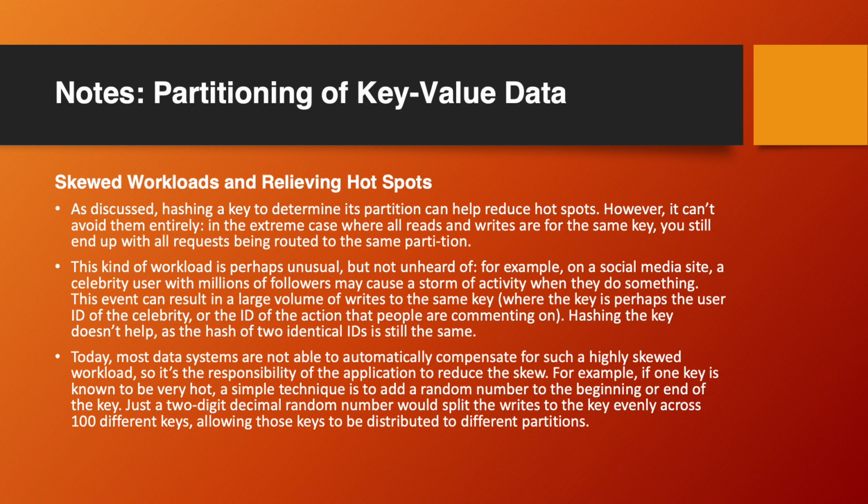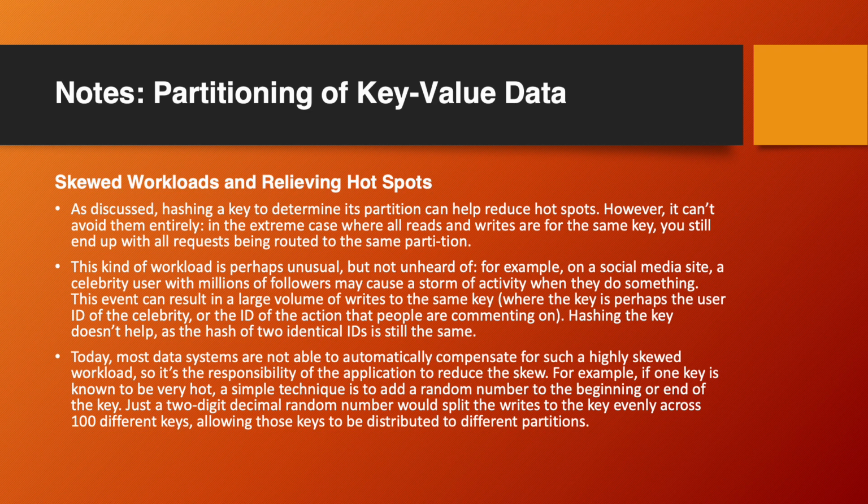This kind of workload is perhaps unusual but not unheard of. For example, on a social media site, a celebrity user with millions of followers may cause a storm of activity when they do something. This event can result in a large volume of writes to the same key. Hashing the key doesn't help, as the hash of two identical IDs is still the same. Today, most data systems are not able to automatically compensate for such a highly skewed workload, so it's the responsibility of the application to reduce the skew.